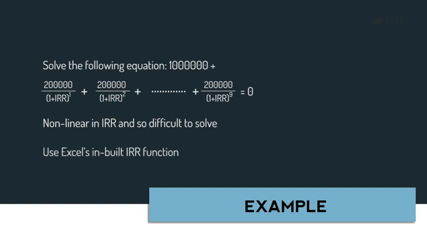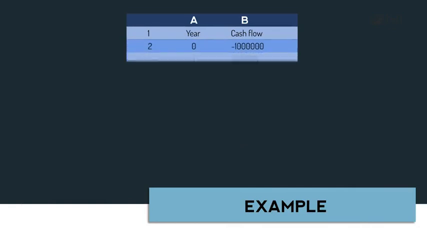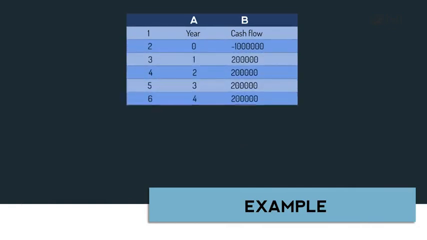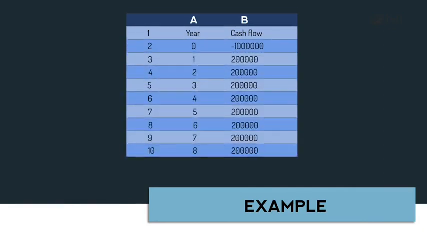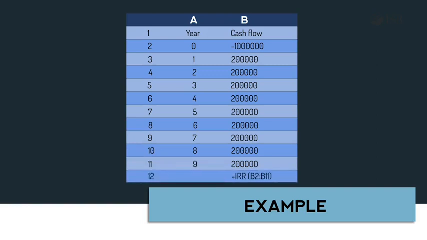Luckily for us, Excel has an inbuilt IRR function that precisely solves this equation. Input the cash flows in chronological order, starting with the initial cash flow of negative $1 million at time zero and then 9 annual cash flows of $200,000 each. This should be spread across 10 cells on the Excel spreadsheet, as you can see.